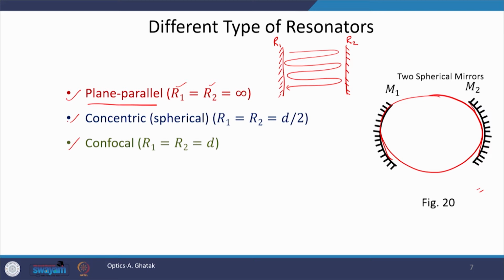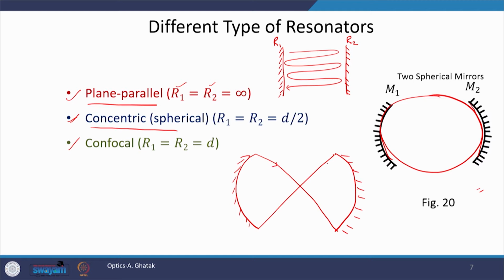The second type of resonator is the concentric spherical one. In this case, we have spherical mirrors, and they share the same center. Therefore, reflection would be such that the light would be there in this shaded region only, and this point will work as the center.